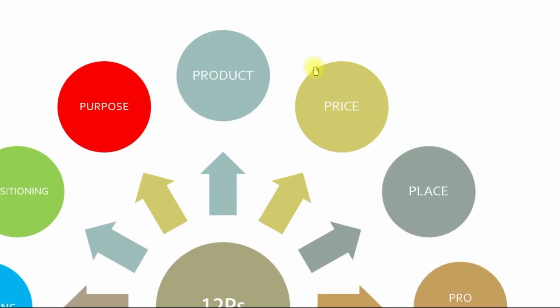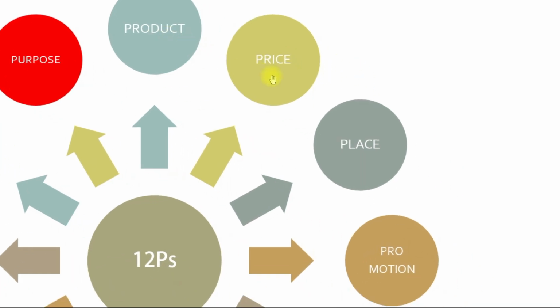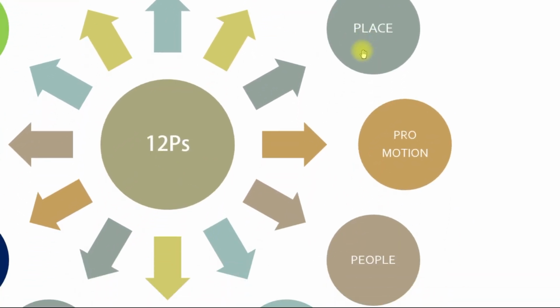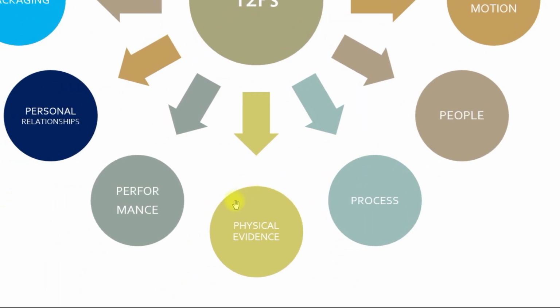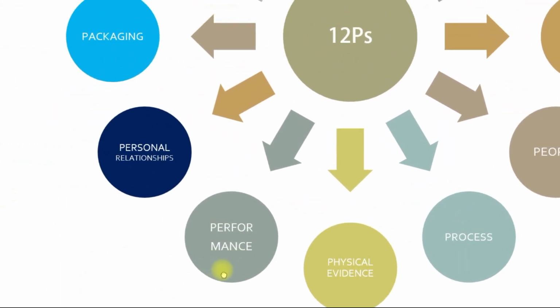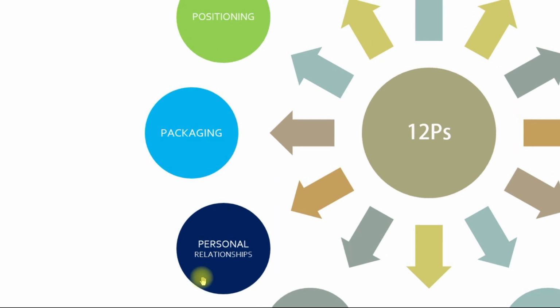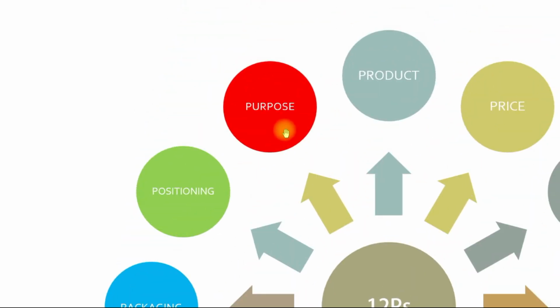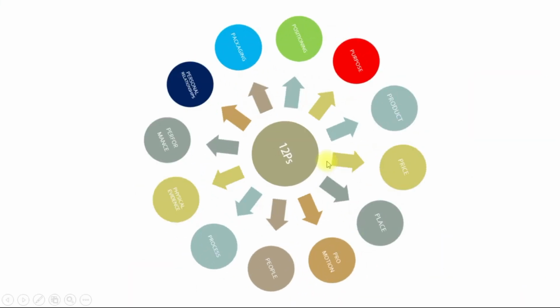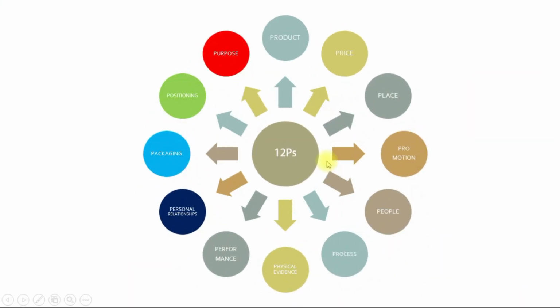12 P's of marketing: product, price, place, promotion, people, process, physical evidence, performance, personal relationship, packaging, positioning, and purpose. These are the 12 P's of marketing.